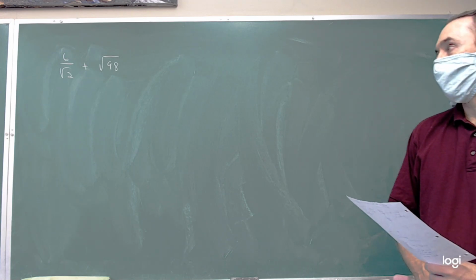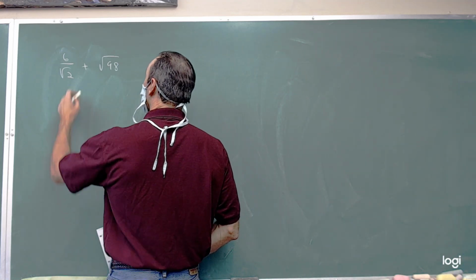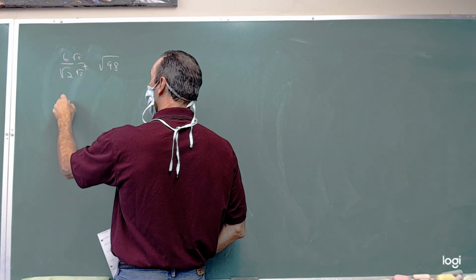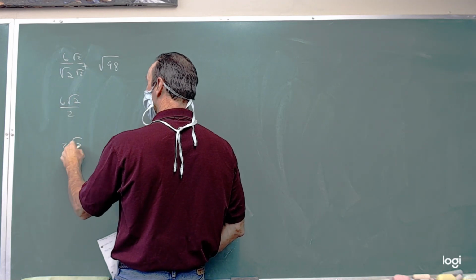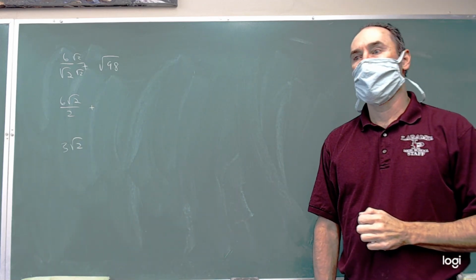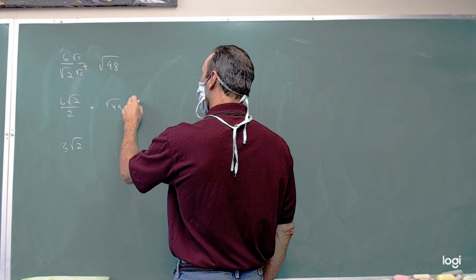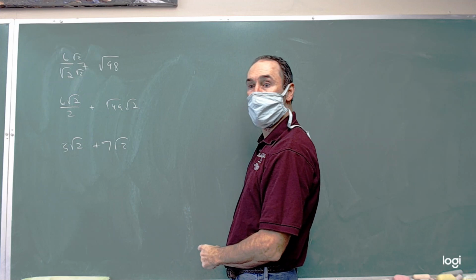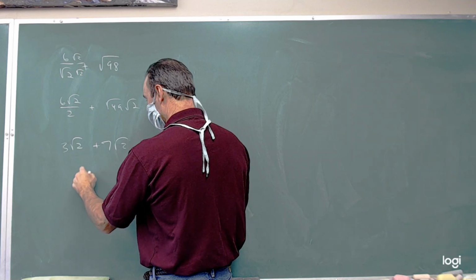So Colby, what do we do with the 6 over square root of 2? Multiply it by square root of 2 over square root of 2. And so that's going to become what? 6 root 2 over 2, which is going to simplify further to be 3 root 2. Caden, what about square root of 98? What in the world multiplies to be 98? 49 and 2. Nice. And square root of 49 is 7. And so now they have become like terms, and so we add them and get 10 square root of 2.